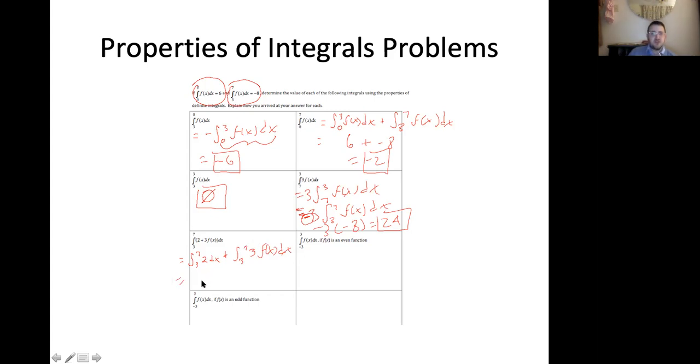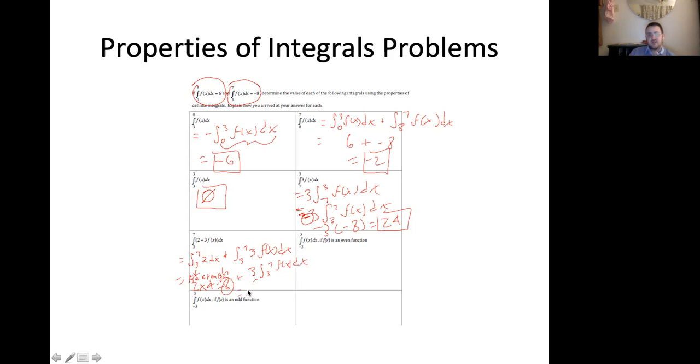So what I'm going to do here, we can make an observation that we are 2 units high going from 3 to 7. So this is a rectangle that's 2 by 4. And we're going to learn a shortcut in the next question for this. And then I'm just going to pull out a 3 here, and I'm going to go from 3 to 7 of f of x dx.